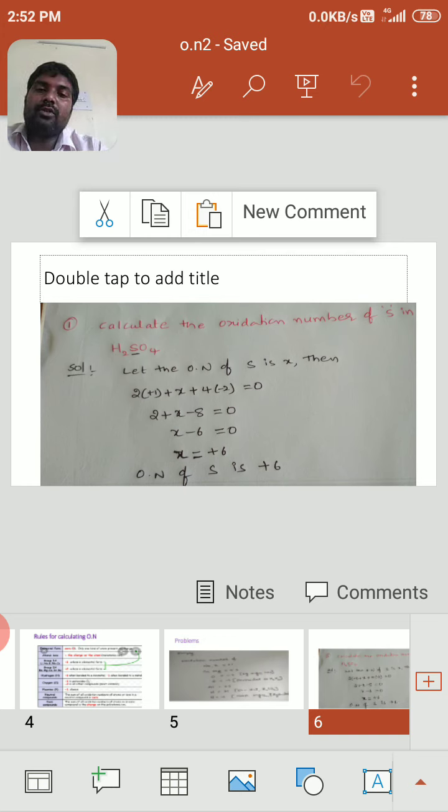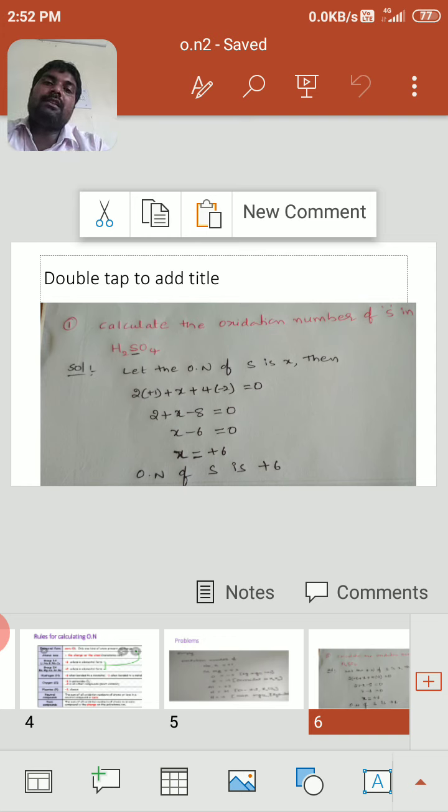So in this compound, how many hydrogens are there? 2. For one hydrogen +1, for 2 hydrogens 2 into +1, and since sum means adding, we place plus between atoms, plus the unknown element sulfur, which we consider as x, plus how many oxygens are there? 4, and the common oxidation state is -2, so 4 into -2. According to the rule, the sum of the oxidation numbers of atoms is equal to 0. By calculating, 2 plus x minus 8 is equal to 0, so x minus 6 is equal to 0, x is equal to +6. Here the oxidation number of sulfur is +6.